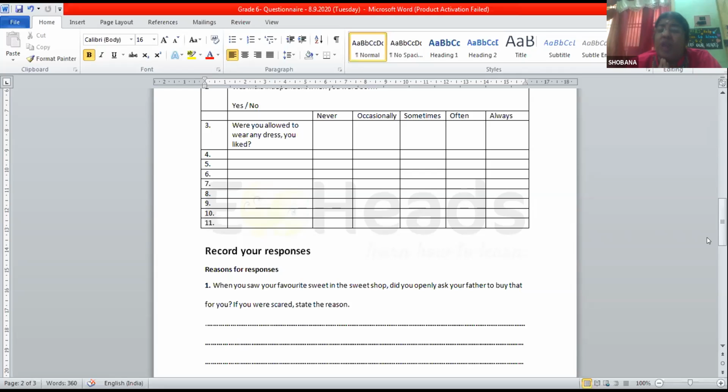Freedom to choose. Okay, so were you allowed to continue studying that subject when you were a graduate and all? Then you need to reframe it, saying, were you allowed to choose your favorite subject? Make a note of it, Dhyan. Were you allowed to choose your favorite subject? Were you allowed to choose your favorite subject during your graduation?